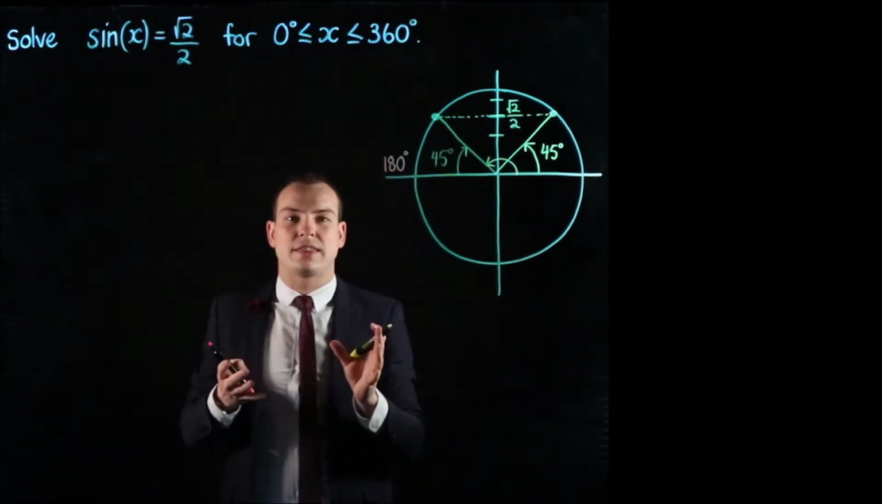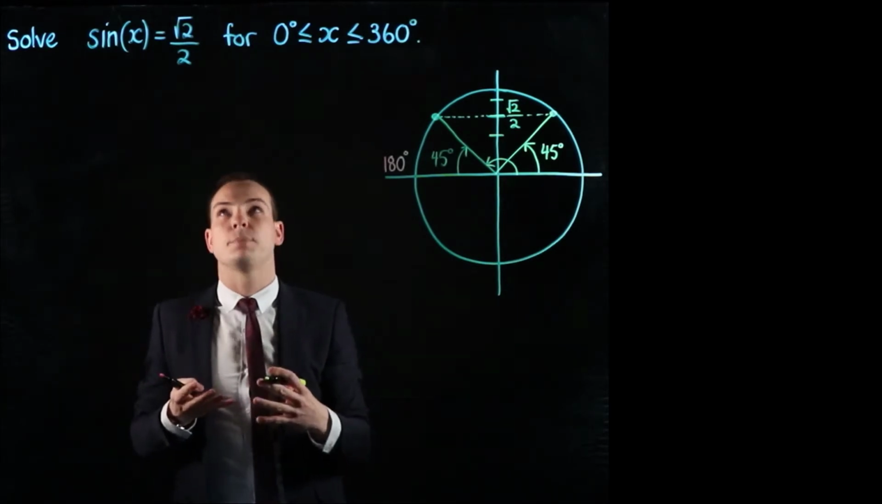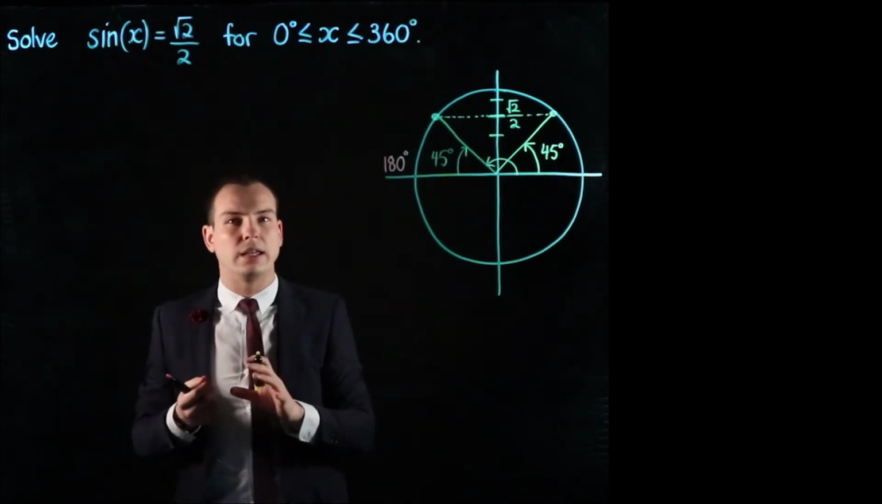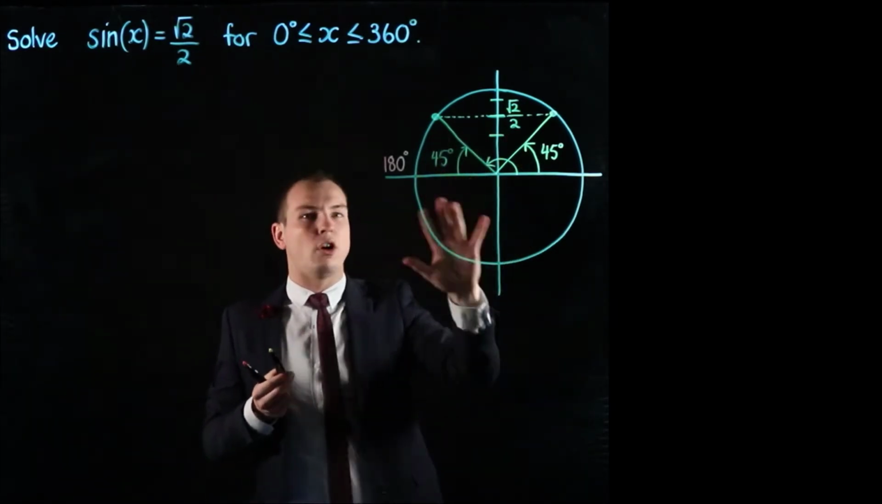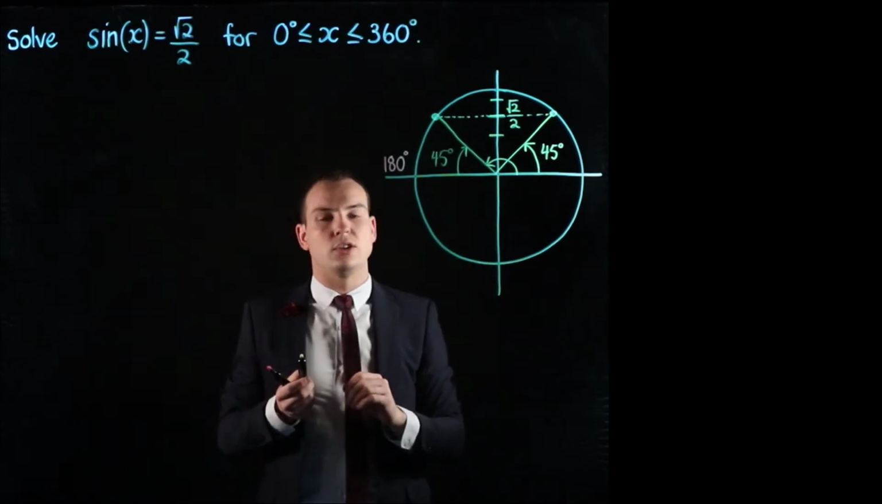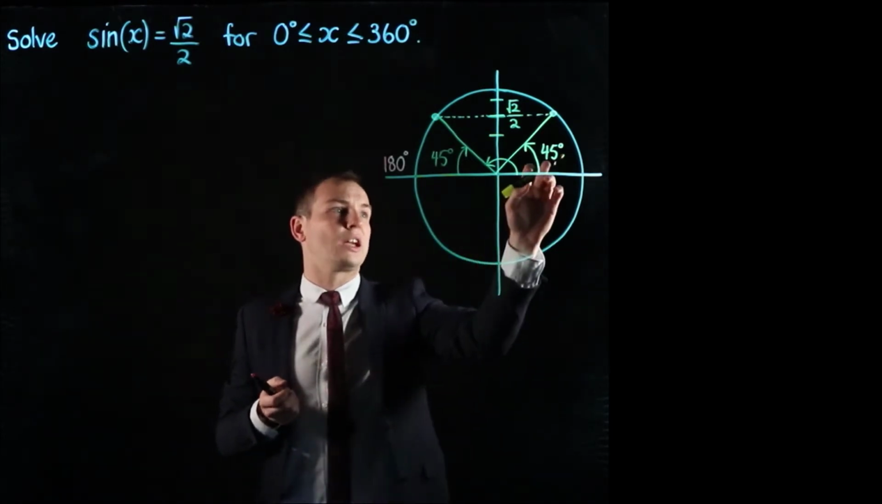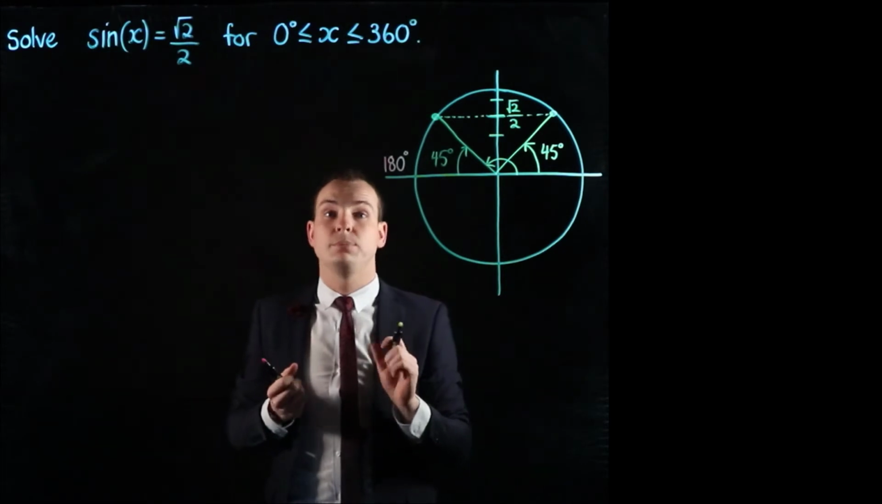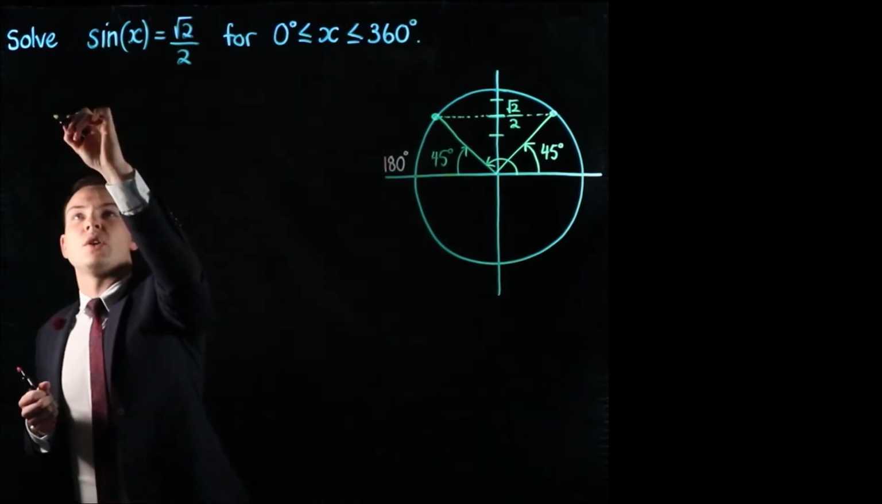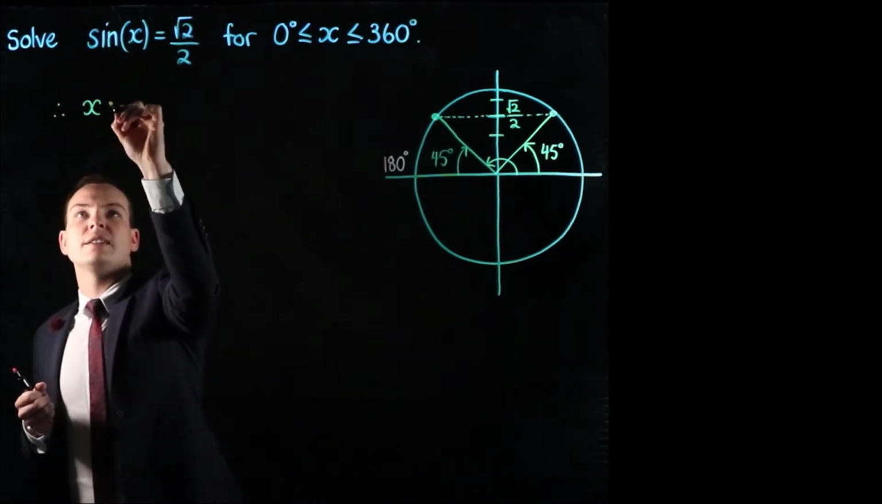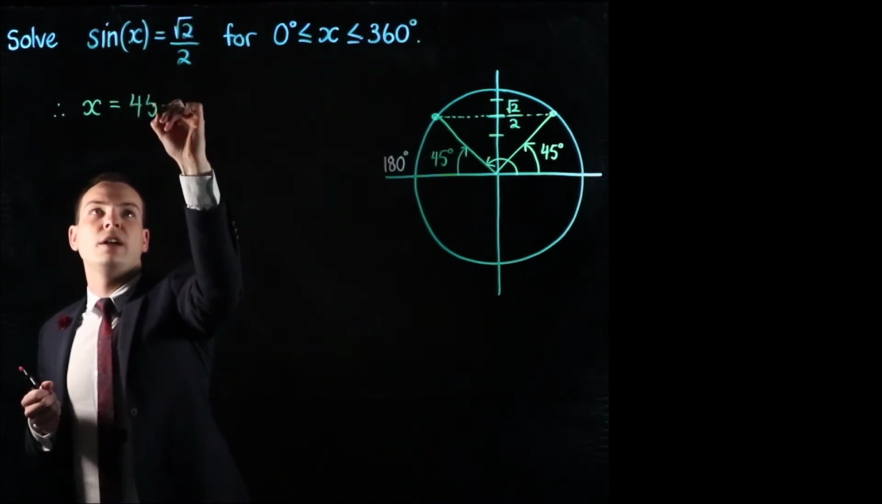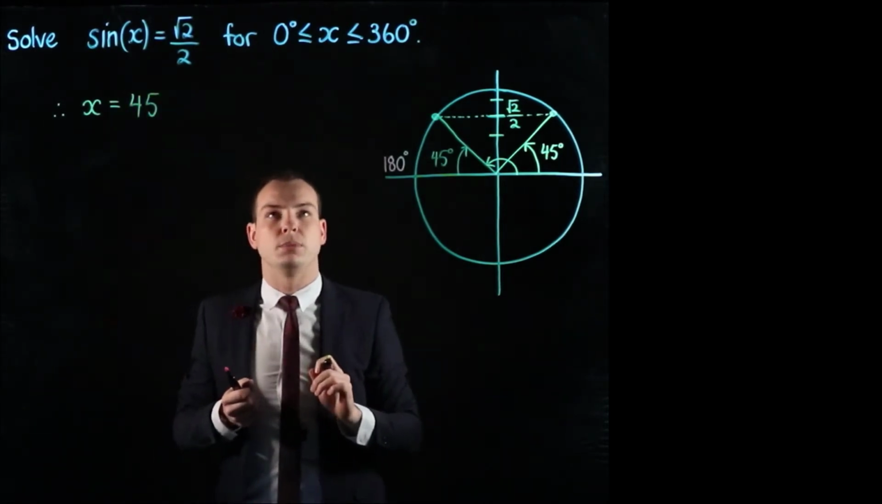Now we can start to think about the solutions for x, because x is really just measuring our angle in this question, and we've got knowledge of our angles here in the unit circle. The first angle we talked about is that x could simply be 45 degrees. So we could have x equal to 45 as one of the solutions to this problem.